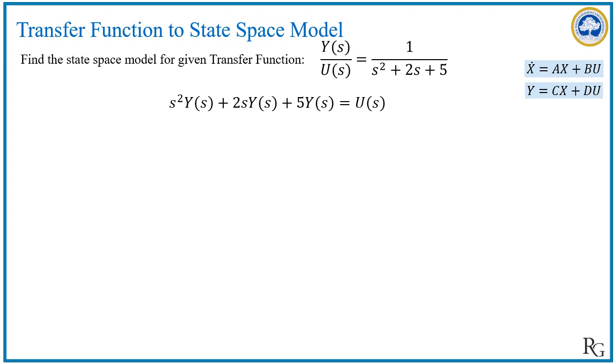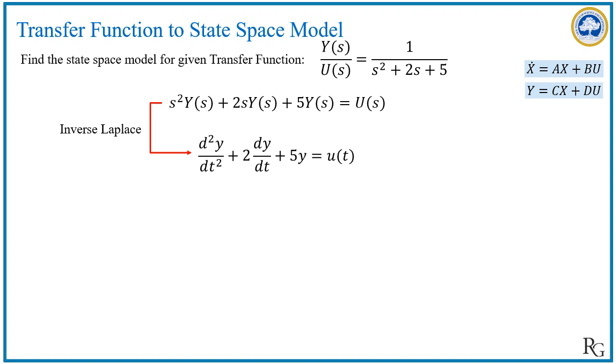So if we expand our transfer function, we will get this equation. That means the Y(s) will be multiplied by the denominator and U(s) will be multiplied by the numerator. Now, if we take the inverse Laplace transform, we already know the transfer function is given to us, that means the initial conditions are already 0. So if we take the inverse Laplace transform, we will get the double differentiation of y with respect to t plus 2 times dy by dt plus 5y is equal to u(t). Now this equation is in time domain.